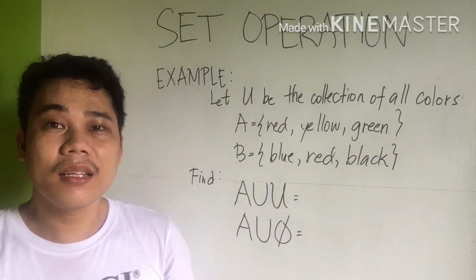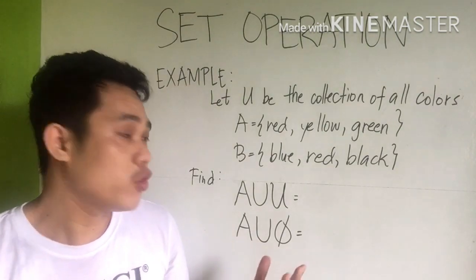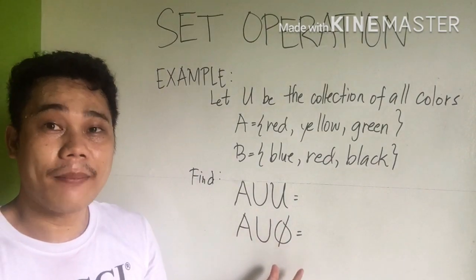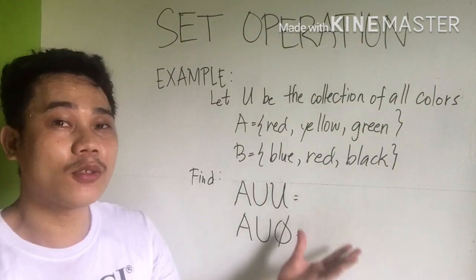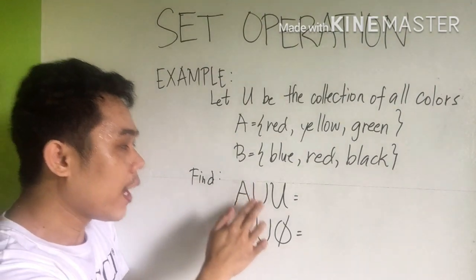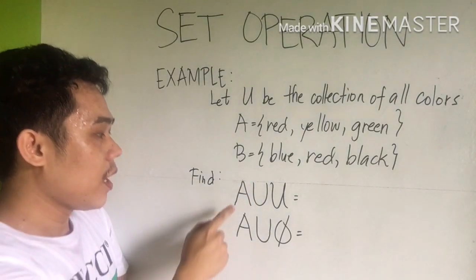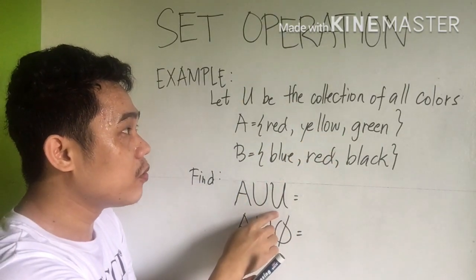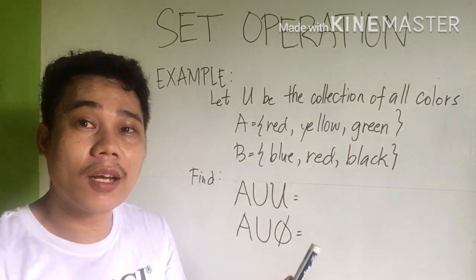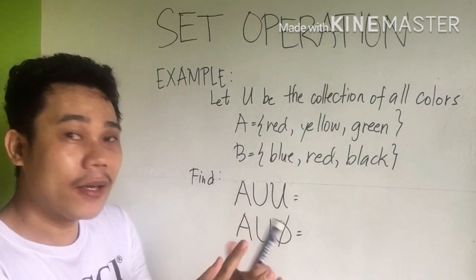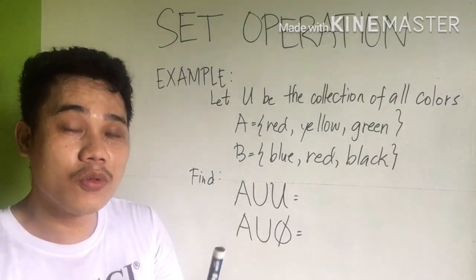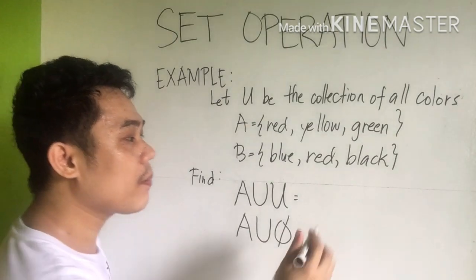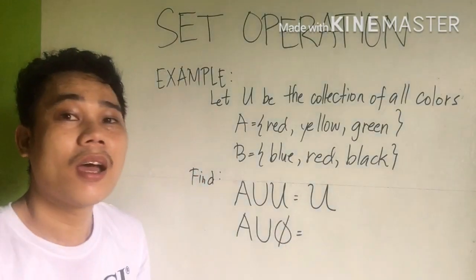Ngayon naman, tignan natin itong dalawang interesting na union. A union the universal and A union the empty set. So tignan natin kung ano ang magiging result nila. Recall, ang ibig sabihin ng union is combine. Ang A natin is red, yellow, green. Iko-combine na natin sa U. Take note, yung U is collection ng lahat ng colors. Ibig sabihin, pag i-combine natin yung A at saka yung U, yung A is nandoon lang sa U. So, ibig sabihin, ang result nito is just the universal set.